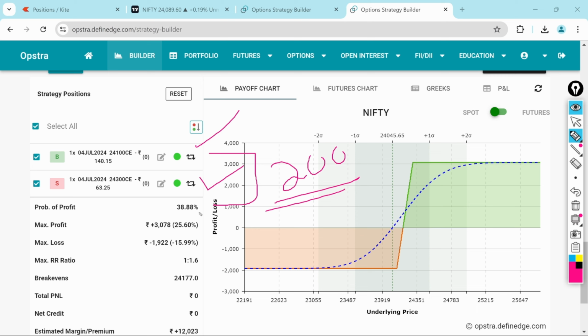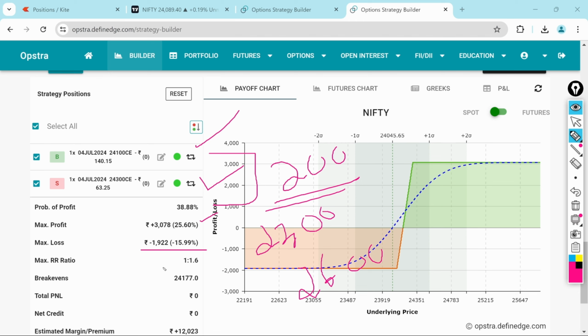Here, the key differences between the in the money debit spread and the at the money debit spread are these. The maximum profit over here is 3,000, whereas in case of the in the money debit spread, the maximum profit is around 2,300 something. The maximum loss over here is 1,900, whereas in case of the in the money debit spread, it is 2,600. Here the risk reward is better compared to the in the money debit spread.